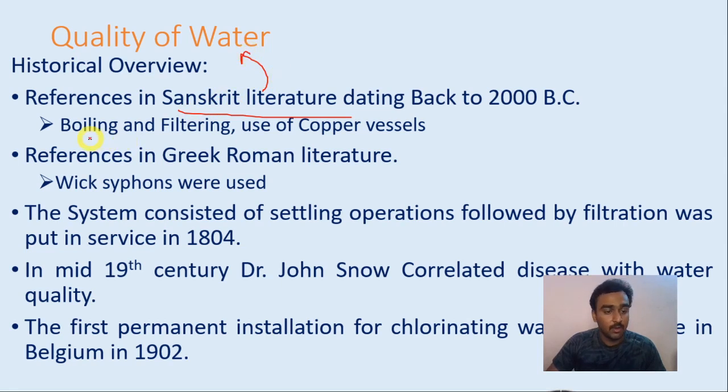In that time, people were boiling the water and filtering the water, and we all know that we still have the practice of using copper vessels. If water is stored in a copper vessel, copper gets discharged into the water and has a bactericidal effect which kills the bacteria. There are references in Greek and Roman literature also. They were using wick siphons. That means they had two containers. They would put a siphon cloth, so that from one container the cloth absorbs the water into the other container, so that the sedimented or settled particles remain in the first container and fresh water is in the other. These are the quality aspects maintained in the past.